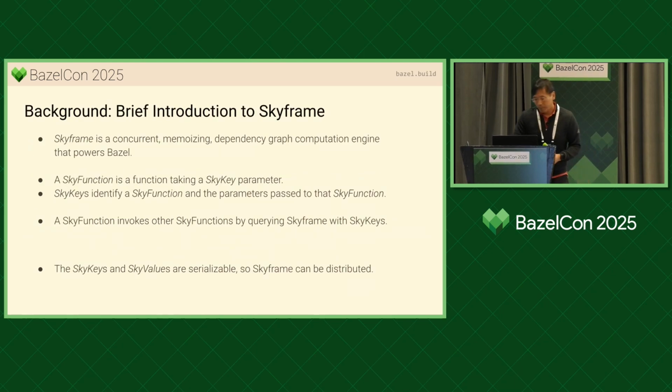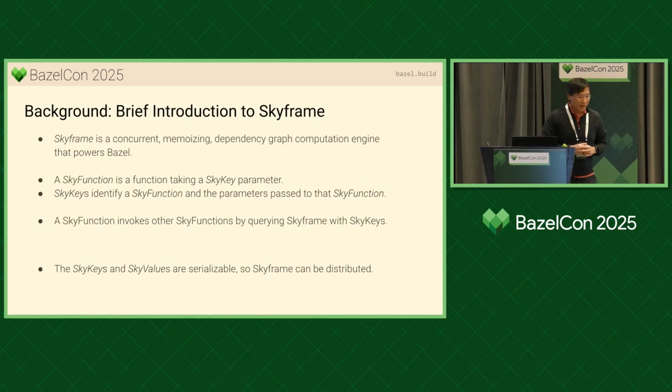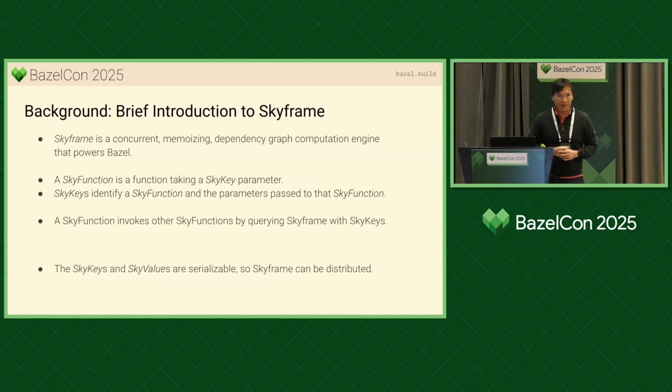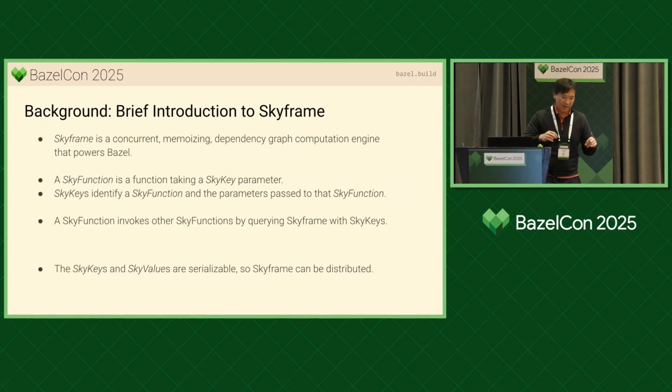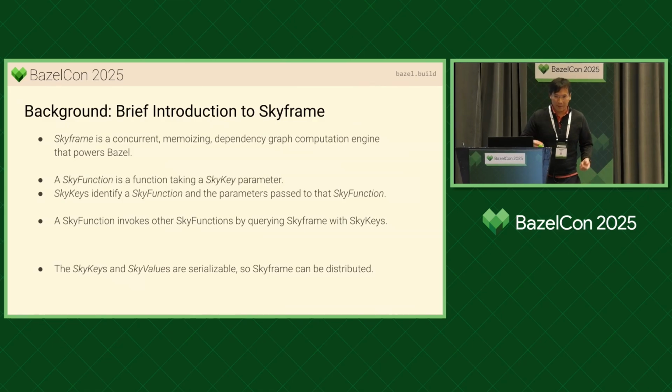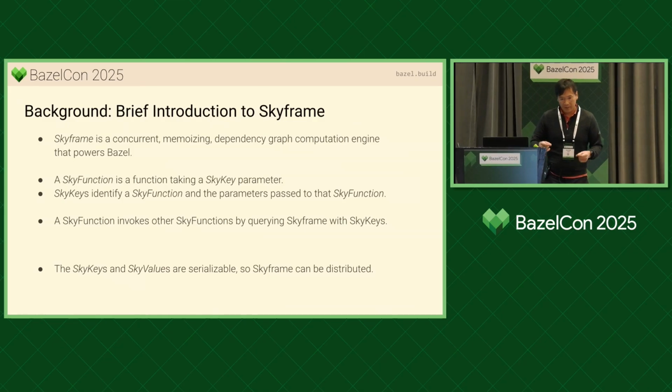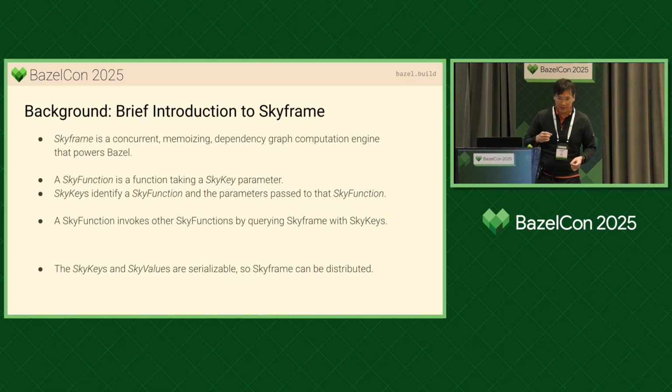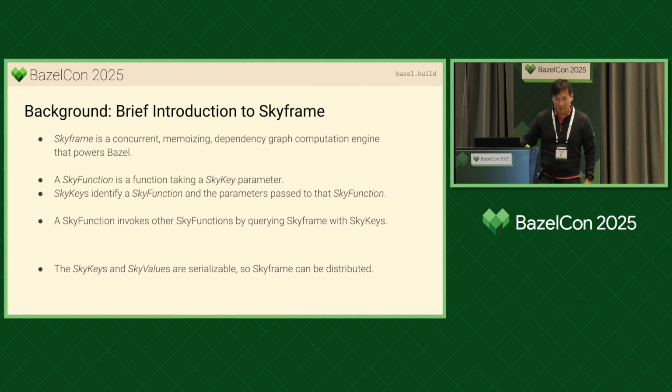Okay. To understand how Skycache works, I'm going to have to talk a little bit about Skyframe. This is the internal framework that Bazel uses that drives all the computations. Skyframe is actually conceptually very simple. It's a bunch of Sky functions with static definitions. They're functions. There's some concurrency, but I'm going to declare that an implementation detail.